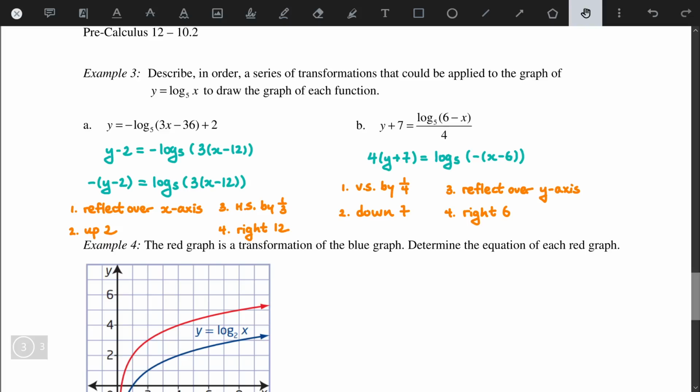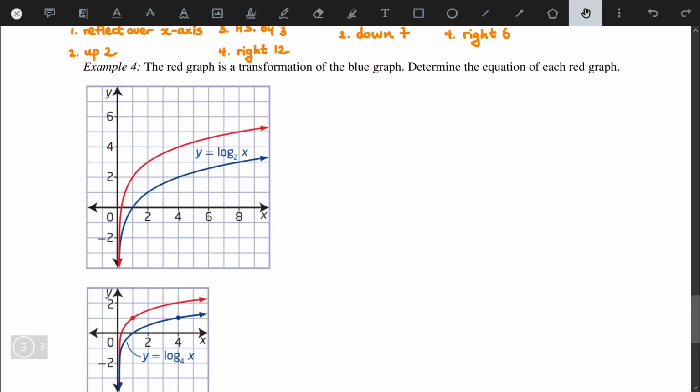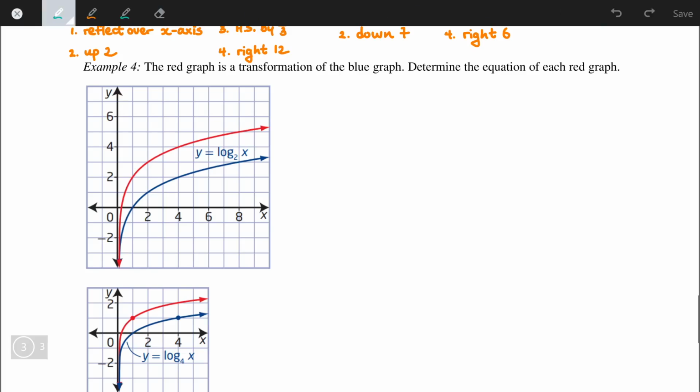Okay, let's move on to example 4, slightly different kind of question. So here we're going to be given 2 graphs. The red graph is a transformation of the blue graph. We are going to determine the equation for each red graph. So one way of doing this is to list out some key points on the original graph. So here we have (1, 0), and of course (2, 1), (4, 2), and (8, 3). So of course the function is y equals log base 2 of x, which we graphed earlier.